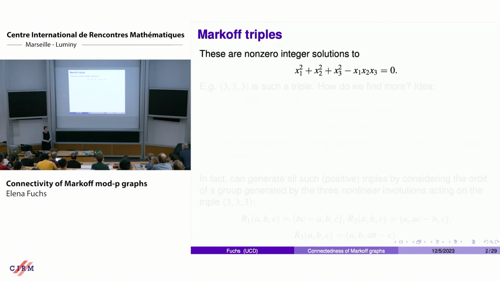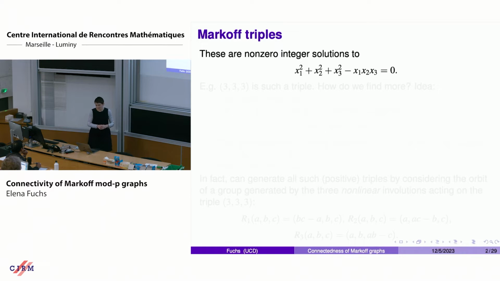They are non-zero integer solutions to this equation there. You can actually change this to minus 3 x1, x2, x3. It's another equation, but the solutions to these two equations are related, and everything I say today about this also applies to that equation as well. Okay, so here's one such triple, 3, 3, 3. If you plug it in, it works out.